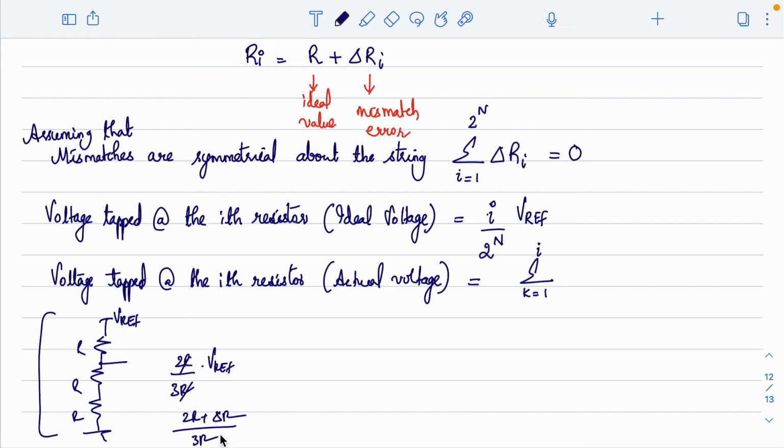So how will I write it here? Summation k from 1 to I, because I need to tap the voltage from the ith resistor, so I need to calculate the sum of the resistors from bottom up to I. Right, so this one, and I am just putting it as Rk divided by this summation. I will change from k equal to 1 to 2 to the power of n of Rk into VRF. This is how we can write it. Is this expression clear?